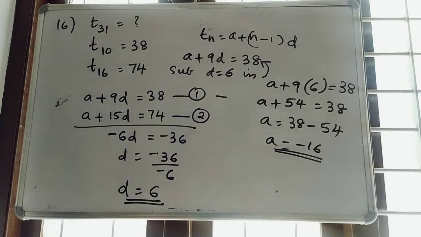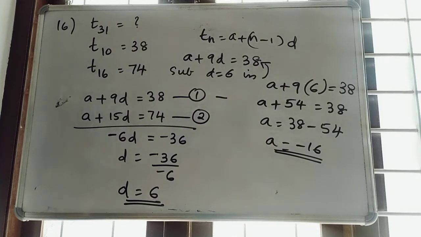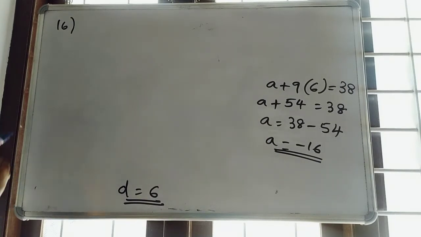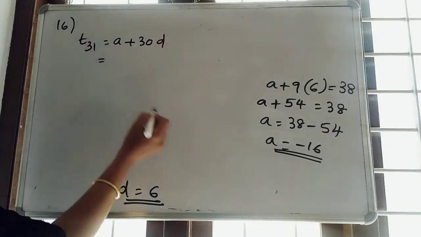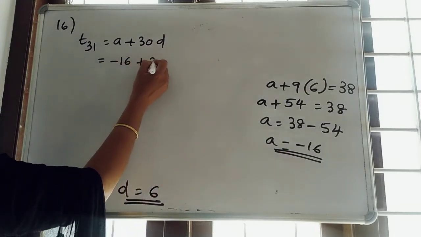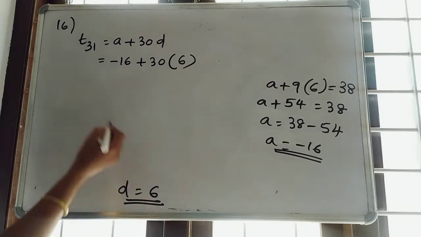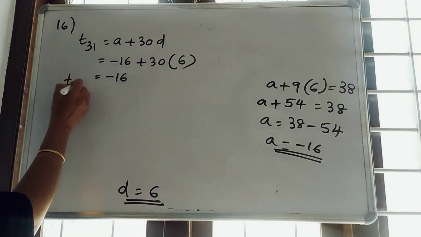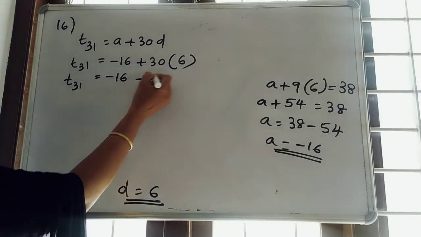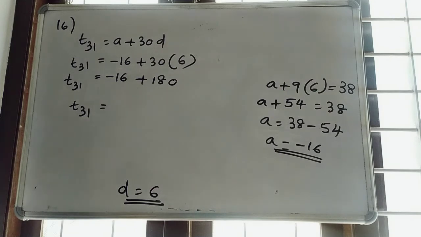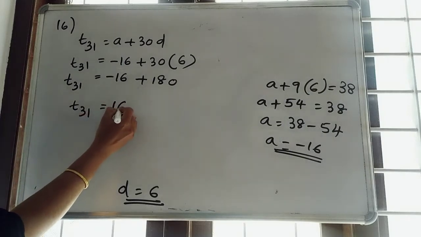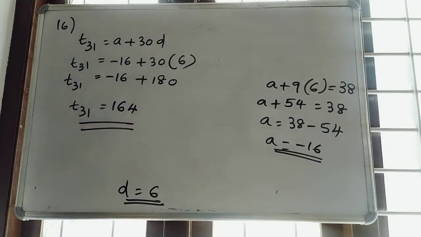We want to find out T31. So how can we find out T31? T31 is equal to A plus 30D. Substitute A: A we got as negative 16, plus 30 into D, which we got as 6, is equal to negative 16 plus 180. So what will be the answer? 164. Positive 164. Okay. The next question was number 17.